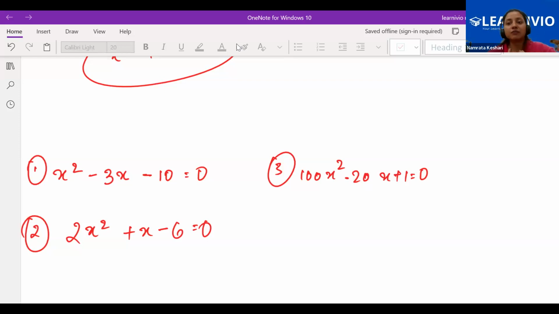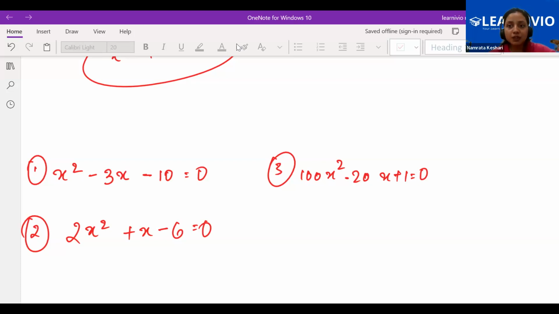So Noah, you tell me whether you know how to split the middle term. Yes, ma'am. Aisha? Yes, ma'am. Okay. Afnan, you know that, right? Yes, ma'am. And Ifra. Yes, ma'am. Okay, so note it down. You have to do it by yourself at home. Splitting the middle term. These are very basic equations I have given to you.